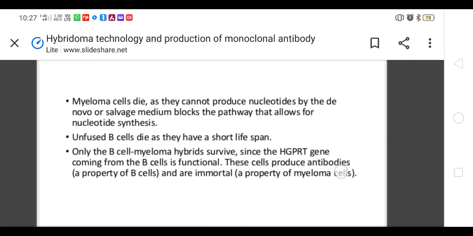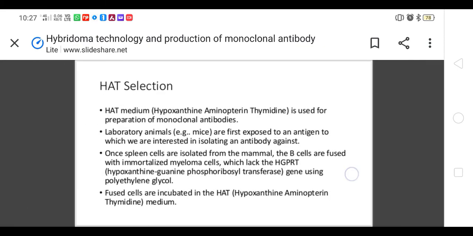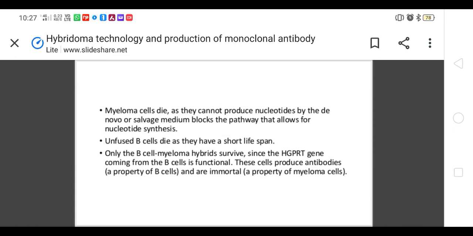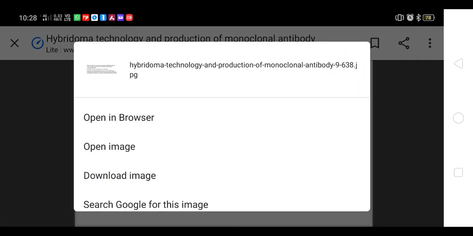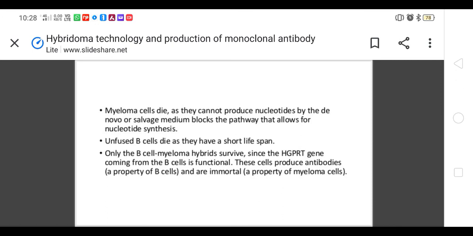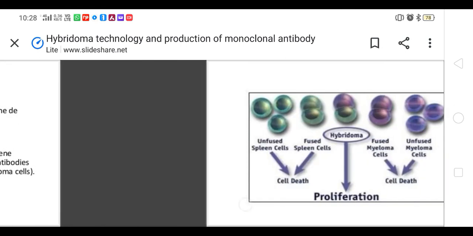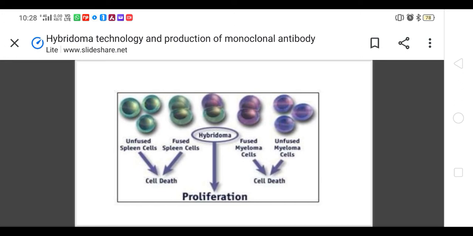What is the role of HAT? It is a medium used to incubate fused cells. Now myeloma cells die as they cannot produce nucleotides by the de novo pathway, and the salvage pathway is blocked. Unfused spleen cells die as they have a short lifespan, and only spleen cell-myeloma hybridomas survive, since the HGPRT gene coming from the spleen cell is functional. These cells produce antibodies, a property of spleen cells, and are immortal, a property of myeloma cells. Unfused spleen cells and unfused myeloma cells die, and the hybridoma leads to proliferation.